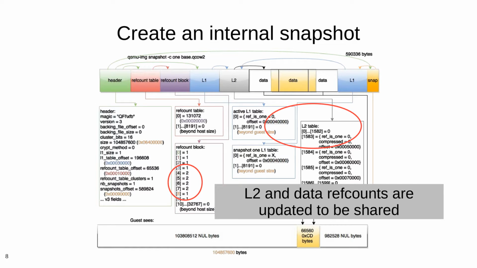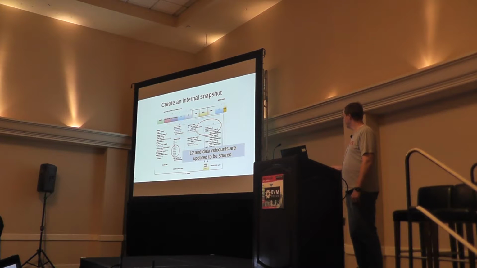And part of creating this was we updated ref counts. So for clusters 4, 5, 6, and 7, which is our L2 data, they now have a ref count of 2. We also had to tweak in the L2 table, there's a flag, ref is 1. In the L1 table, there's a flag, ref is 1. The flag got toggled so that future operations don't have to consult the ref count every time. They can just look at the flag and say, am I the lone owner of this cluster, or am I going to have to worry about copy on write?